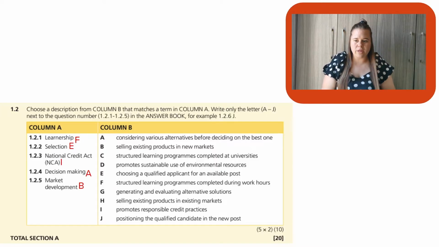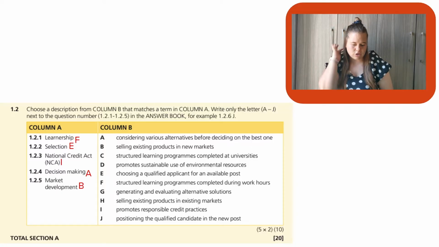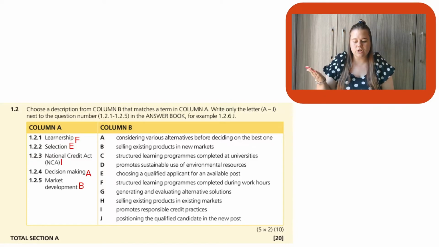So just be careful with these type of tables. What they like to do is they use a method called like twins. So you have 5 questions there and 10 options. Here's how this works. With the 10 options, each one has like a little buddy. It's one that is very similar but incorrect to the correct answer. Let me try and find a little buddy here. Okay, selection. The correct answer is choosing a qualified applicant for an available post. Its buddy, very similar, is the last one, J, positioning the qualified candidate in the new post.